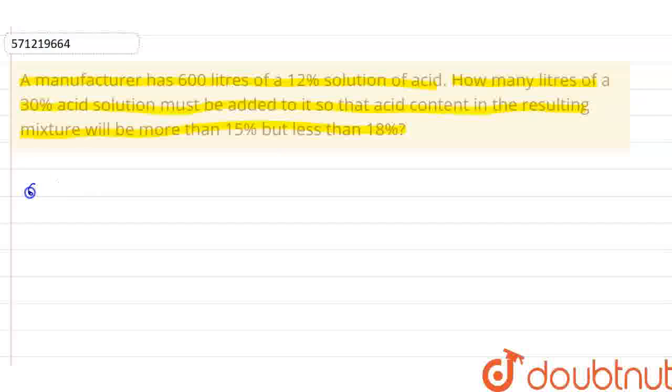So first, we are given that there is 600 liters of solution having 12% acid, and we can assume that x liters of 30% solution is present. When these two solutions are mixed, the total volume will become 600 plus x.